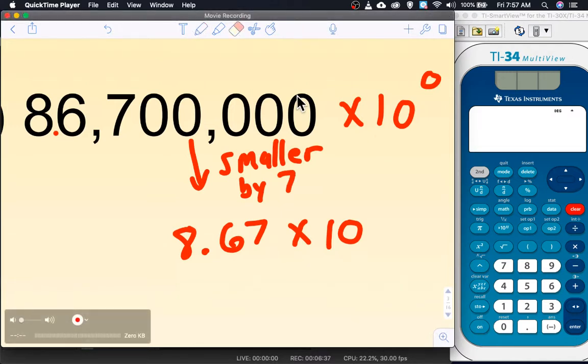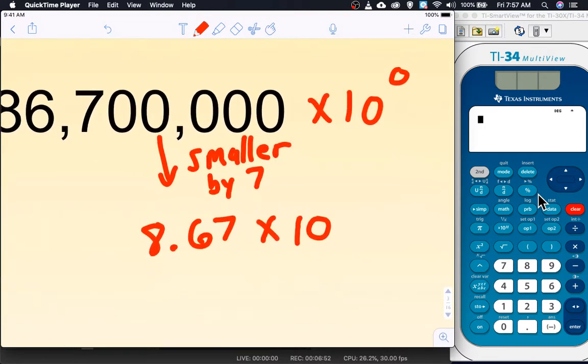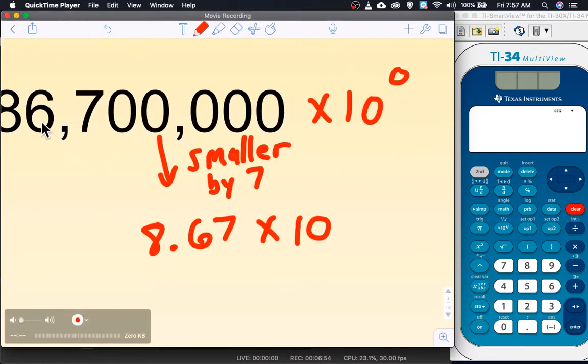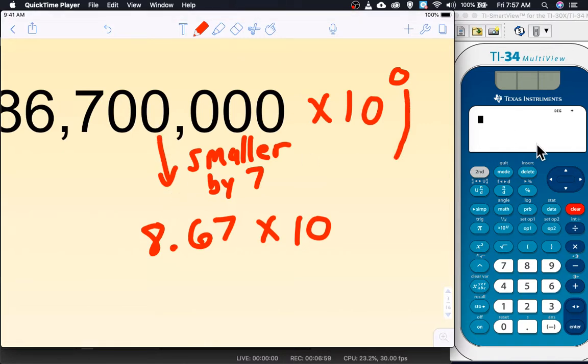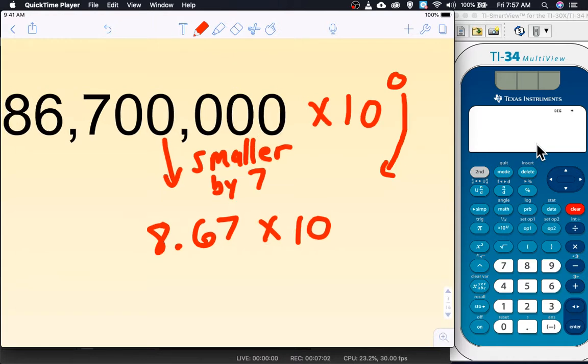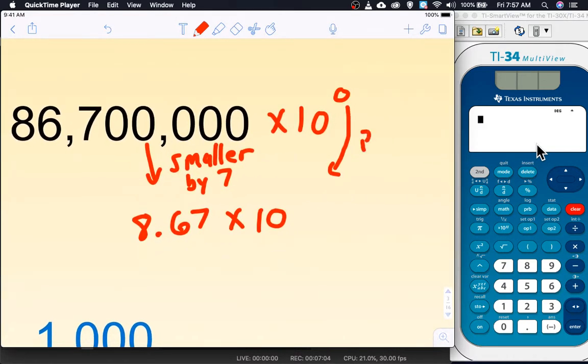Right? It was 86 million, and now it's 8.67. It got smaller. But there's a cool little thing. When this value gets smaller, my exponent gets bigger by the same number of places. So this piece got smaller by 7. If my exponent gets bigger by 7, what would we get? Well, 0 bigger by 7 is 7.